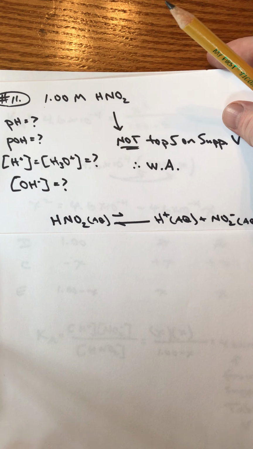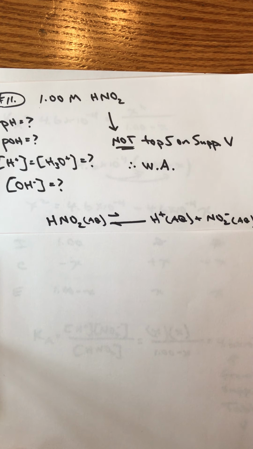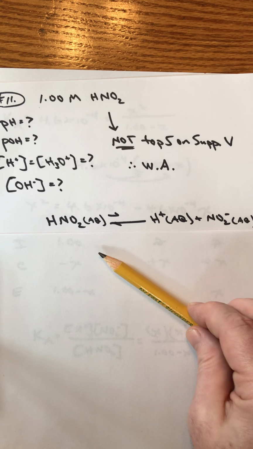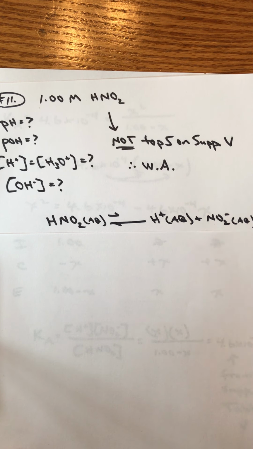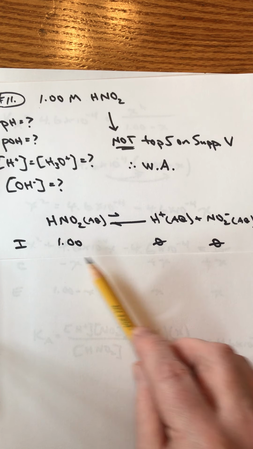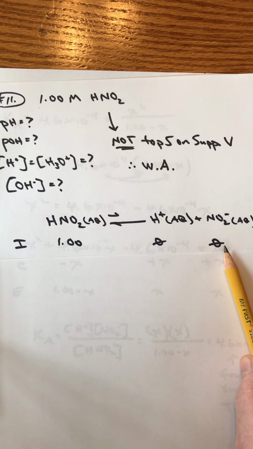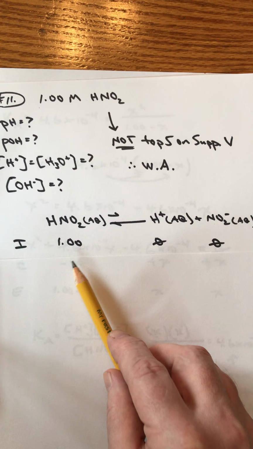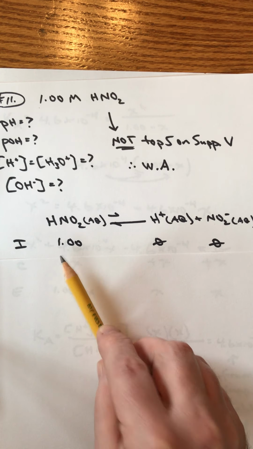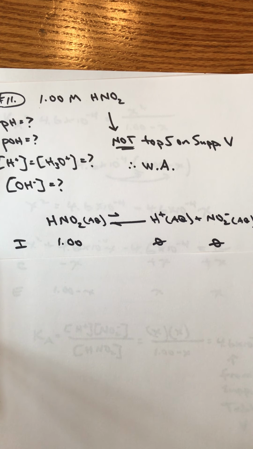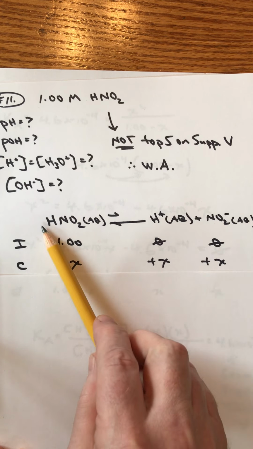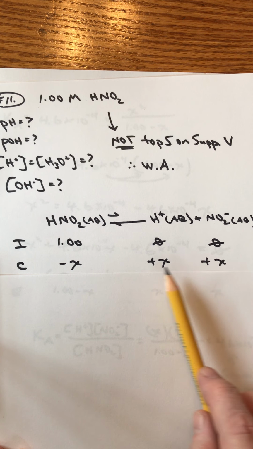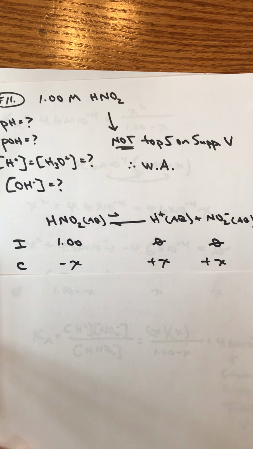Well, I'm going to set up my ICE box. To a small but measurable amount, it's going to move forward, mostly backward. You're going to have some hydrogen ions. You're going to have some nitrite ions. Initially, this is 1.00, this is 0, this is 0. Now, I don't know how much of this is going to break apart, but some of it is going to break apart, so I'm going to call that X. Let X be the amount of change in molarity for the HNO2. So that's going to be minus X, and this is 1 to 1 to 1 stoichiometry, so these are going to be plus X's. Sound familiar?